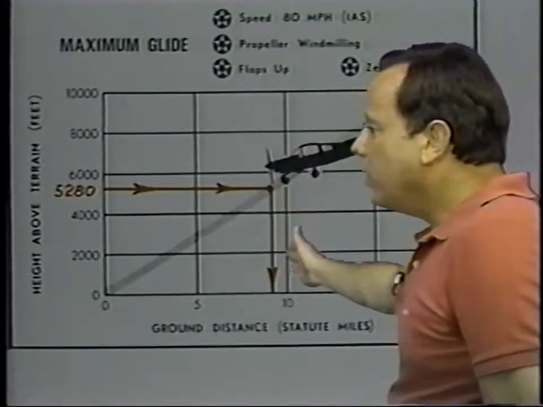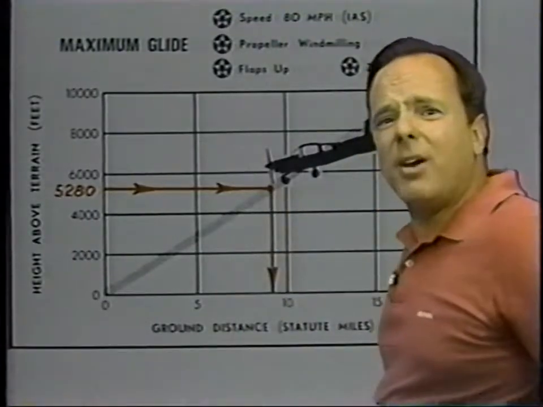You're going to learn that you're going to be able to glide about 8 miles, and that's pretty much a rule of thumb. About an 8-to-1 glide ratio is what you're going to get out of most personal general aviation type airplanes. Now that means for every mile the airplane is up, it can glide 8 miles in any direction.